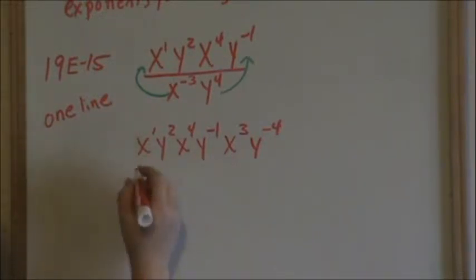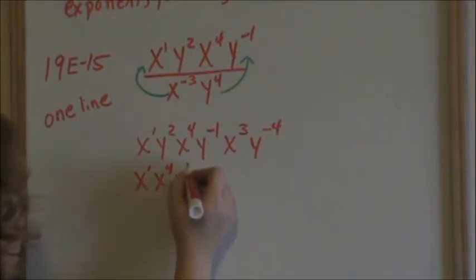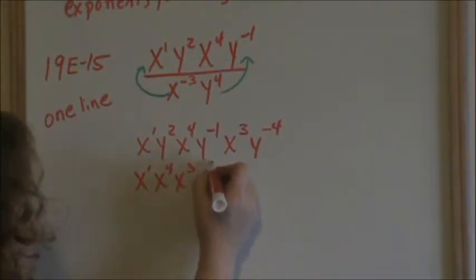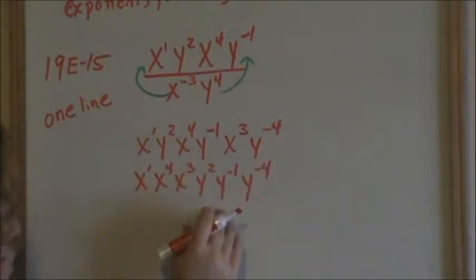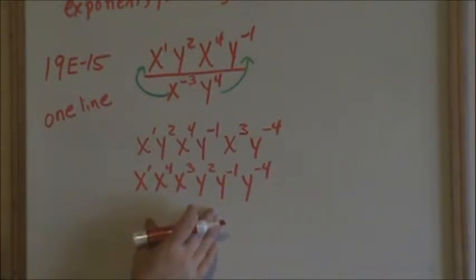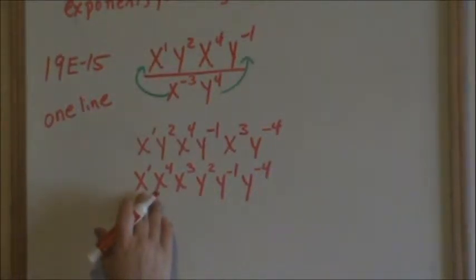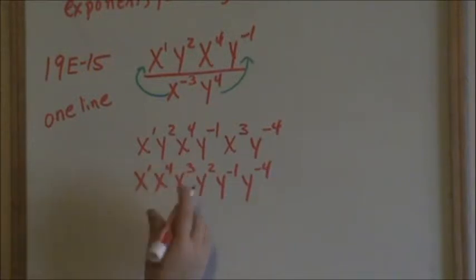If you want to rewrite to where your x's are all together and your y's are all together, you can do that because multiplication is commutative. So you can move the x's and y's around and your answer will still be the same since multiplication is commutative.